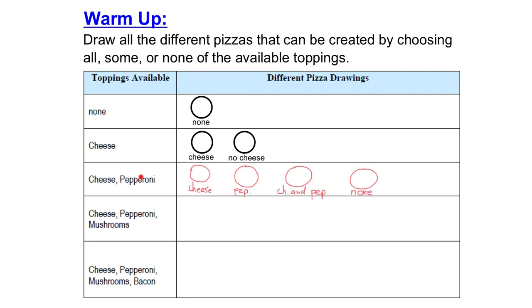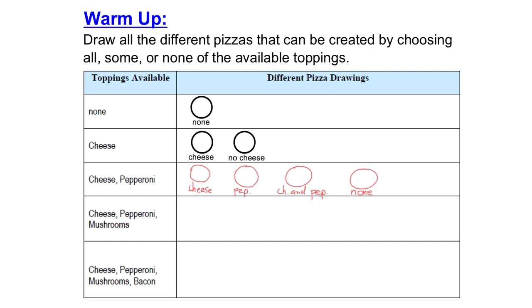Well, if cheese and pepperoni are the two toppings available, you could have a pizza with cheese, a pizza with pepperoni, a pizza with cheese and pepperoni, or a pizza with none of those options. So there's 4 different pizzas you could make. See how we're doing this? You can have one of the toppings, you can have some of the toppings together, or you can have no toppings at all. So for the next one, you can have cheese, pepperoni, or mushrooms as possible toppings.